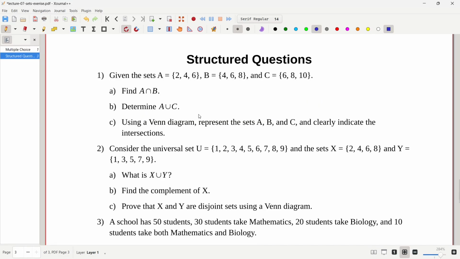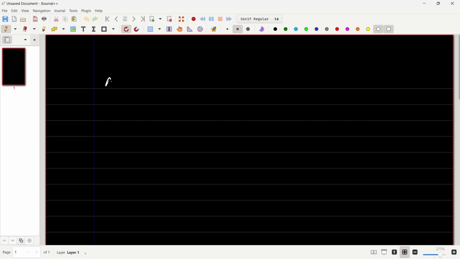Now we have some structured questions. Given the sets A is equal to {2, 4, 6}, B is equal to {4, 6, 8}, and C is equal to {6, 8, 10}, find the intersection of A and B, determine A union C, and then use a Venn diagram to represent the sets A, B, C, and clearly indicate the intersections. Okay, let's do this on a sheet of paper now. All right, so we know that A is equal to {2, 4, 6}.